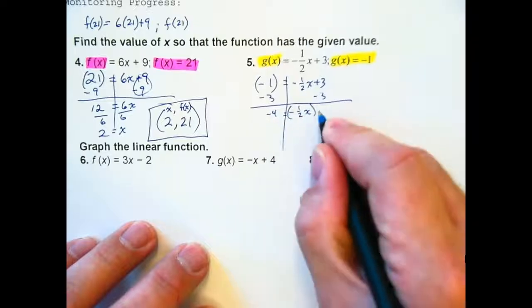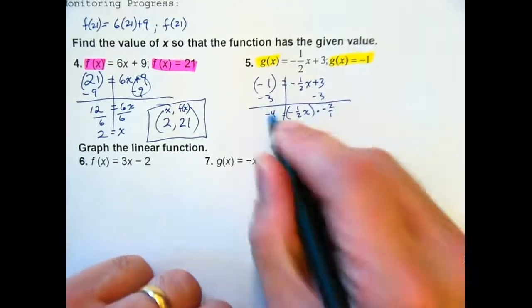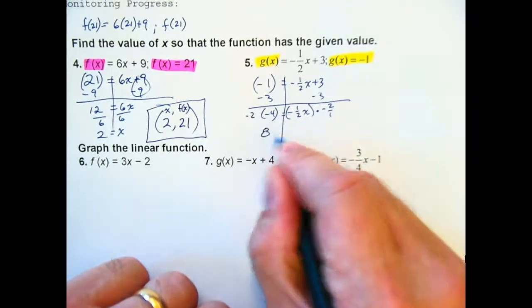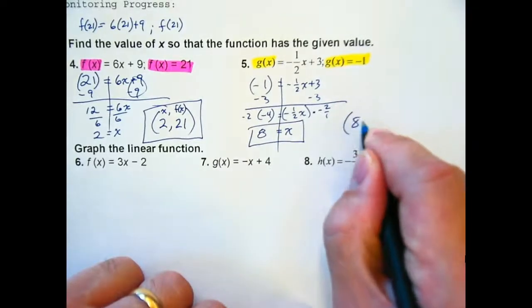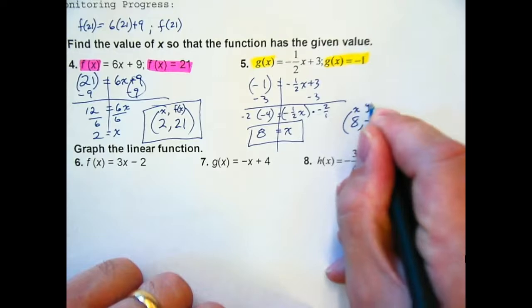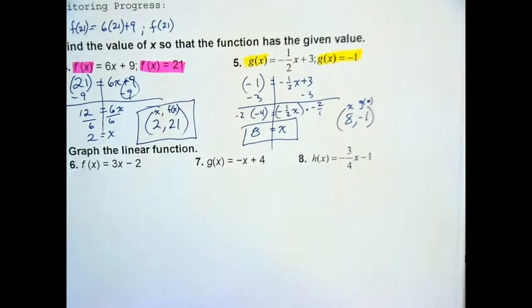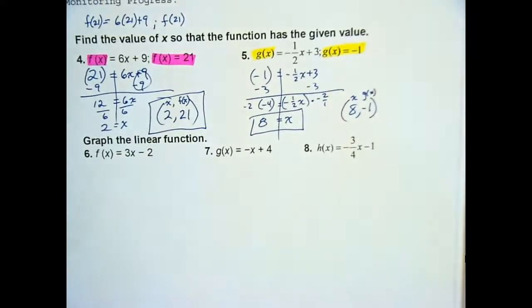Get rid of that fraction by multiplying by the reciprocal. Negative 2 over 1. We're not going to get to those today. Okay? How many got it? All right, you guys, that's how we graph things. If we can pick multiple inputs or outputs, we can come up and graph them.